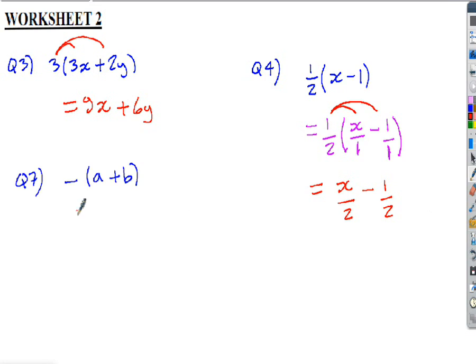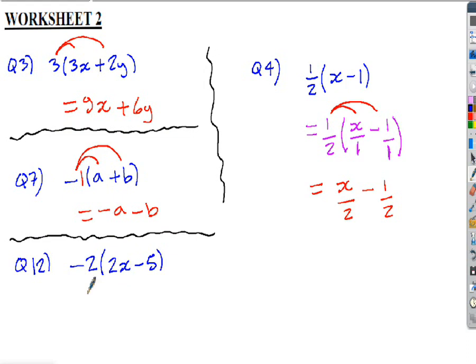Question 7, we have negative outside of the bracket. As I said before, sometimes thinking of a 1 outside, so a negative 1 outside helps with the expansion. So we're going to multiply the negative 1 by a and the negative 1 by b plus b. So our solution will be negative 1a, or simply negative a, and negative 1b, or simply negative b. So the negative outside the bracket effectively changes the sign of all the terms inside the bracket. But if it helps you to think of negative 1 multiplied by the terms inside the bracket, then that's fine.